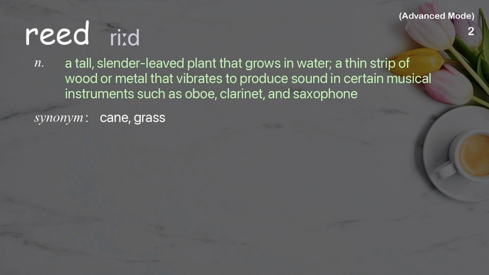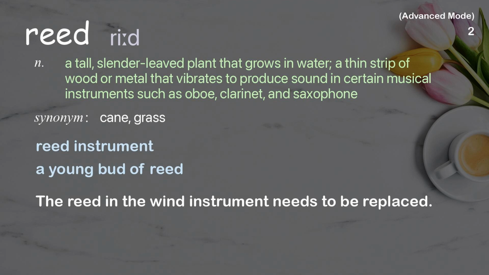Reed. A tall, slender-leaved plant that grows in water, a thin strip of wood or metal that vibrates to produce sound in certain musical instruments such as oboe, clarinet, and saxophone. Examples: Reed instrument. A young bud of reed. The reed in the wind instrument needs to be replaced.